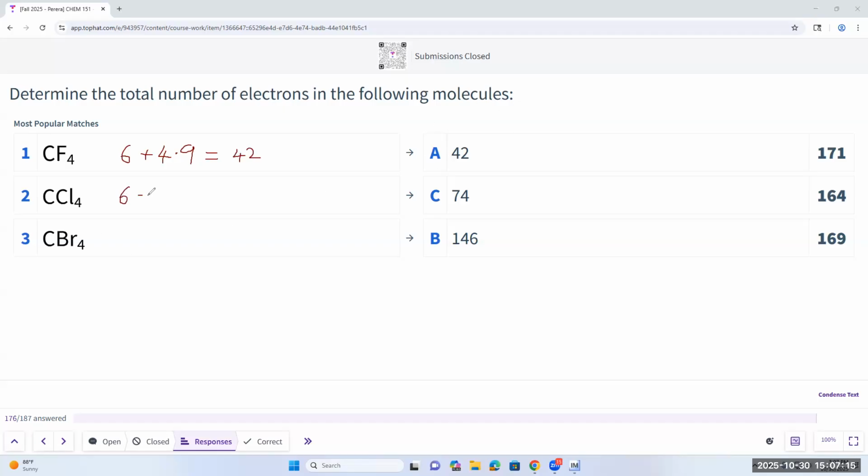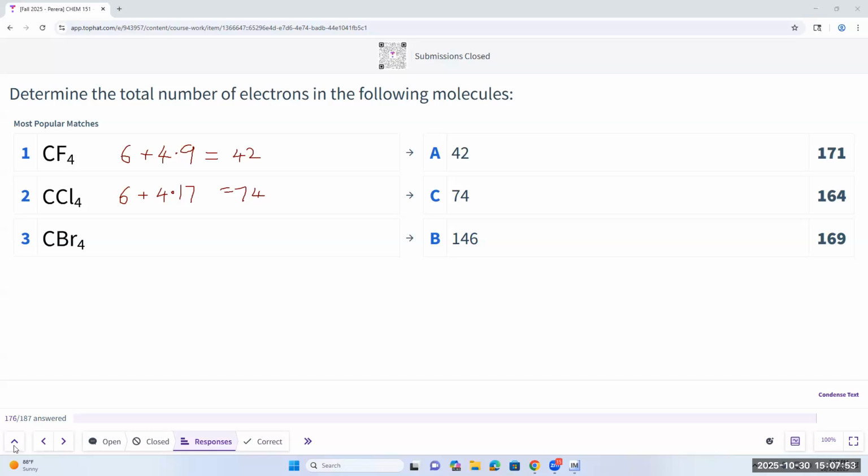I'll do one more just to make sure. Carbon has 6 electrons, and then we have 4 chlorine atoms. Chlorine atomic number is 17. So each chlorine brings 17 electrons, meaning 4 times 17, which is 68 electrons from the chlorines. 68 plus 6 is 74. And that's how we get 74 electrons in CCl4. So you need to be able to count the total electrons, not just the valence. That's the point there. Any questions at this point?